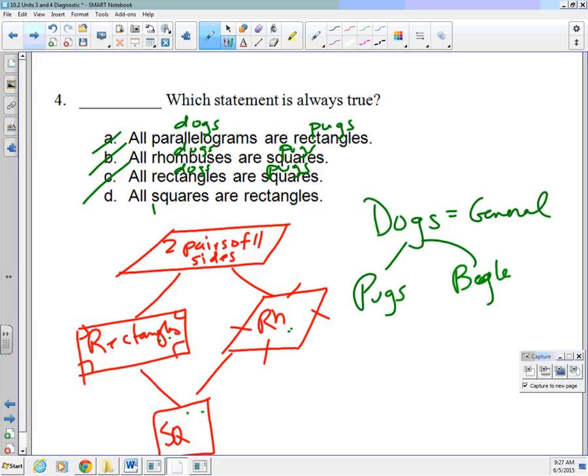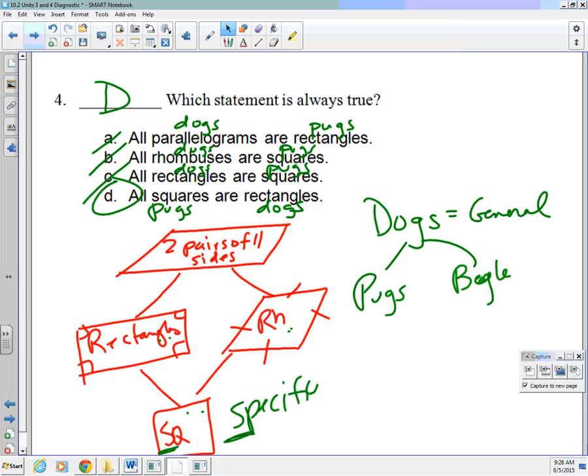All squares are rectangles. All pugs are dogs. That I agree with. So squares are most specific. You can remember that. S and S, squares are specific. And parallelograms are general. And you can use the dog and pug analogy to help figure these out.